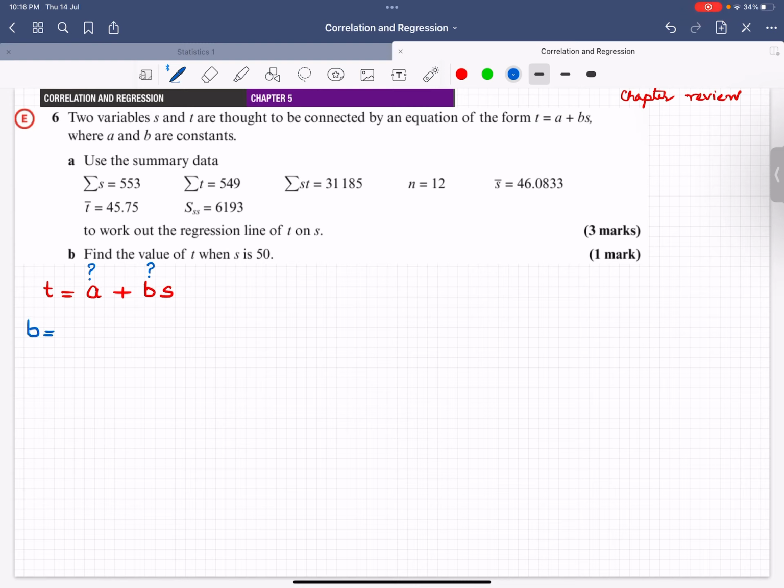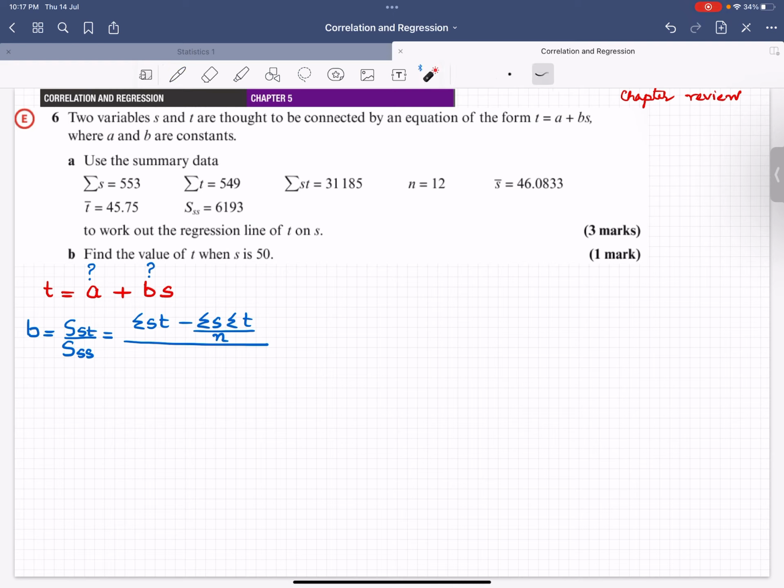When we have the equation of the line t on s, then the value of b is Sst divided by Sss, and that gives us the value of b. Now how do we calculate the numerator, which is Sst? The formula for Sst is sigma st minus sigma s into sigma t divided by n, and the whole thing divided by Sss.